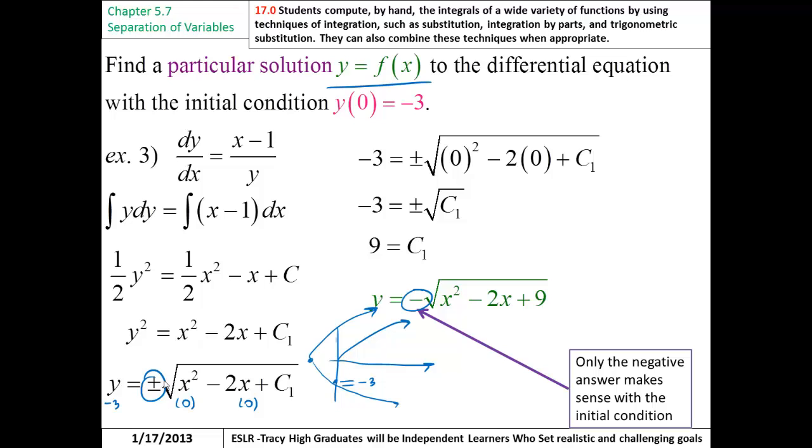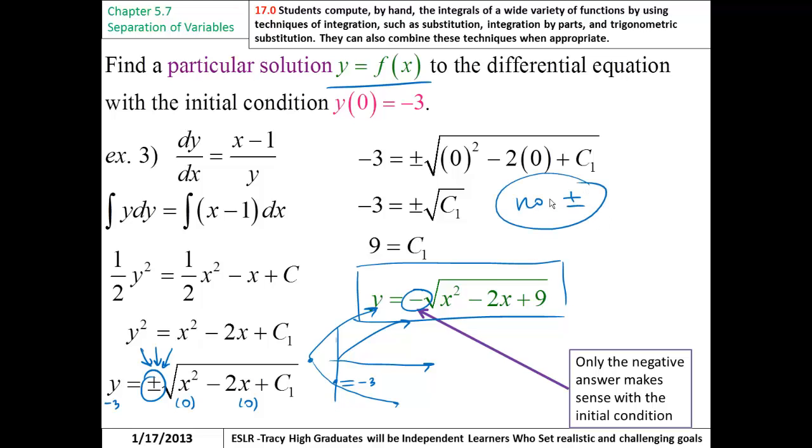So if you ever have a plus or minus, pay special attention to make sure you think about what makes sense in order to get your very specific particular solutions. In a particular solution, there will be no plus or minus nonsense going on, because that's not very particular. And hopefully that was helpful and gives you a good introduction to separating variables and solving both general and specific differential equations.